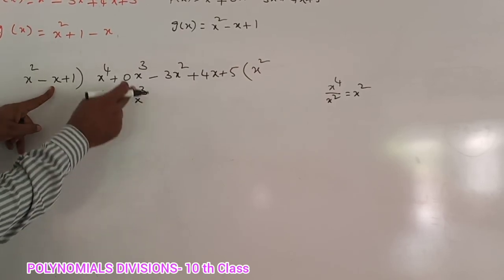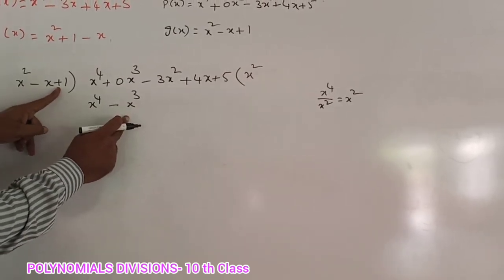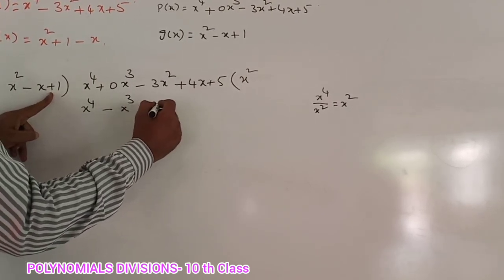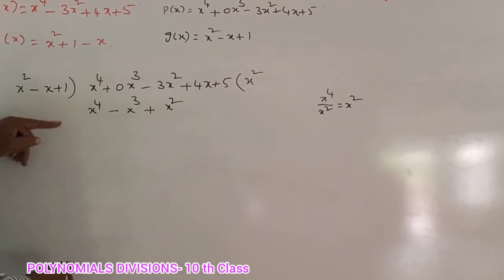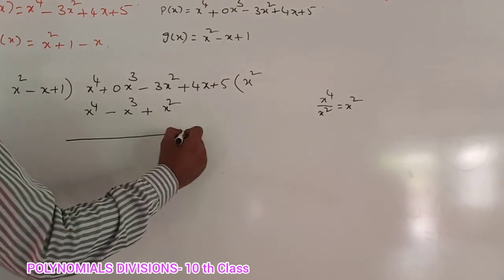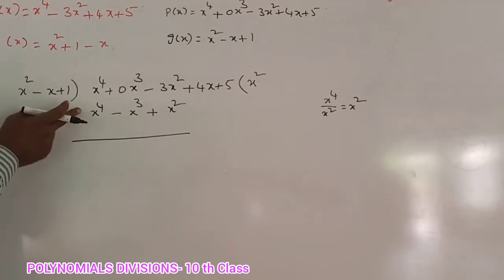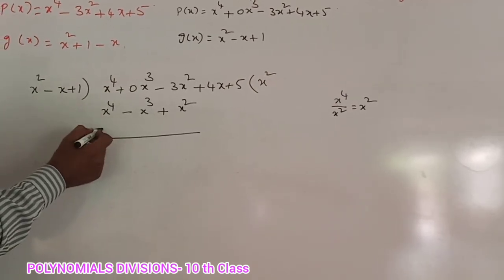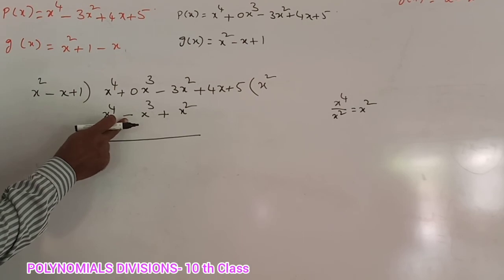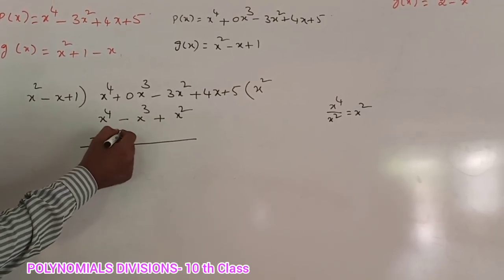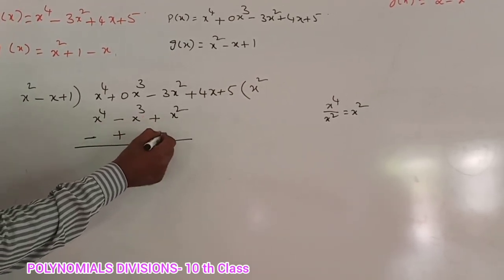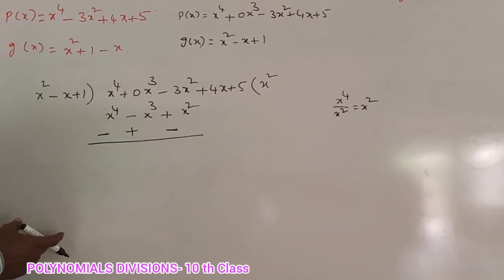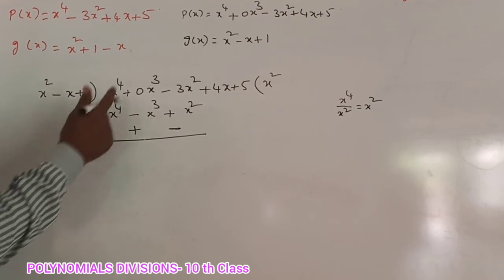So write down the x cube term. 1 into x square, plus into plus is plus, 1x square. 1x square means value x square. So here subtraction. Subtraction means the second polynomial's symbols are changed. Here plus x to the power 4 becomes negative. Minus x cube means minus becomes positive. Plus means negative. Subtraction means symbols are changed of the second polynomial. Plus x to the power 4 minus x to the power 4 cancel.